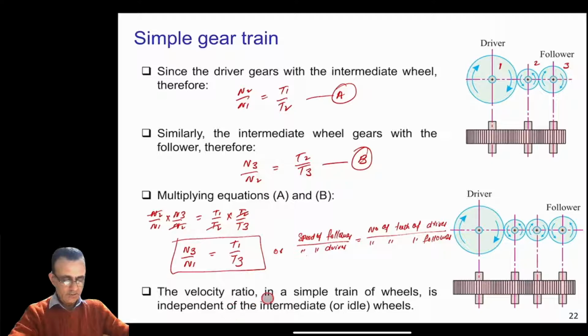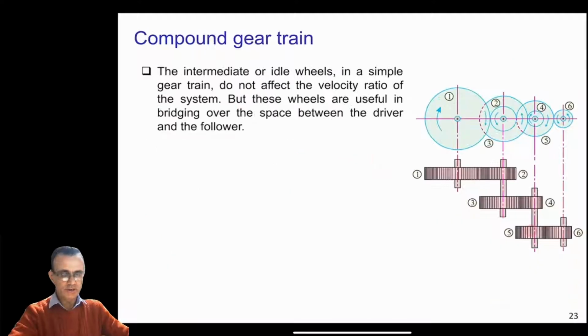So the velocity ratio in simple train of wheel is independent of the intermediate or idle wheels. So as you can see here, the intermediate wheel will just cancel out and it will not affect the velocity ratio. So it is just that you are meshing these two gears, 3 and 1 directly. So the velocity ratio in this case is exactly the same as if you use intermediate wheels, and the number of intermediate wheels will not affect the velocity ratio here.